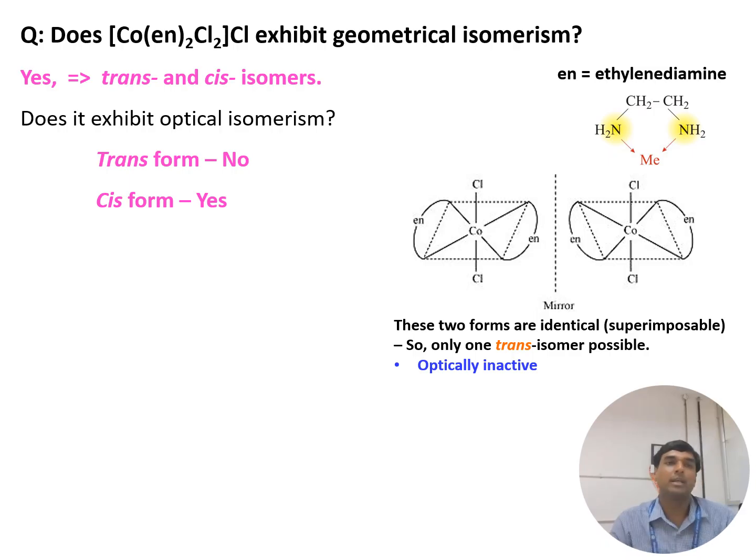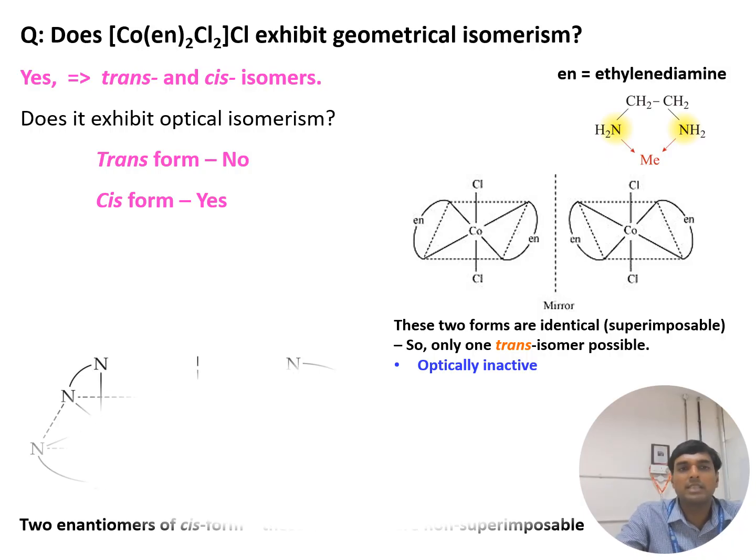So for example, does Co(en)2Cl2 exhibit geometrical isomerism? Yes, it is possible. With the chlorines on opposite sides and ethylenediamine as a bidentate ligand, it is called trans, and this is also trans. The mirror image is identical and superimposable, so the trans isomer is optically inactive.